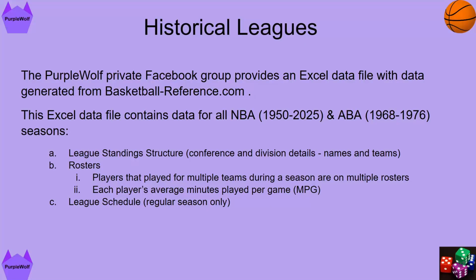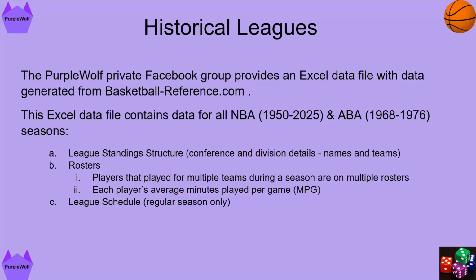So the main helper for creating historical leagues is that there's a PurpleWolf helper data file, and I'll refer to it as the basketball reference data helper file or something like that. But it's on the Facebook group. You can download this file, and it contains all the data from 1950 onward for the NBA and ABA seasons.